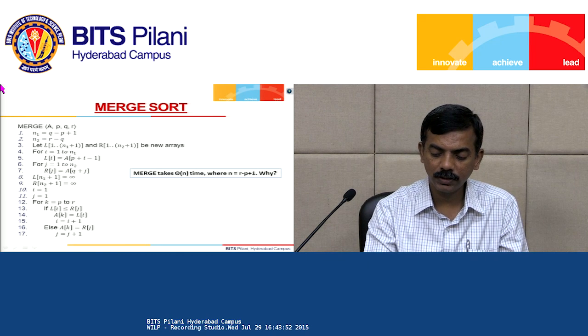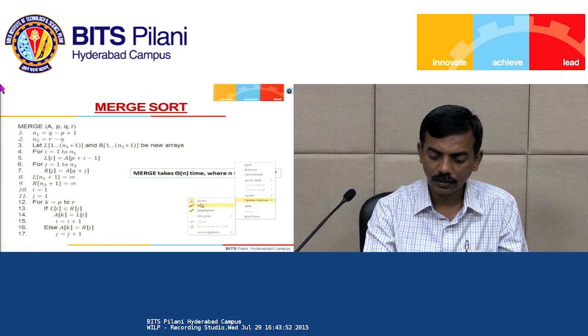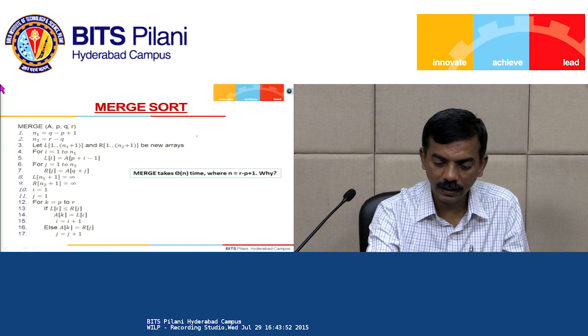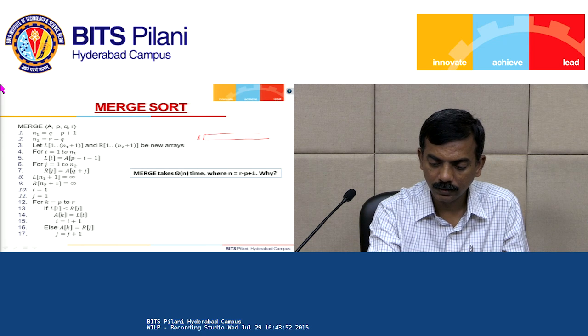In the merge operation we were having this array A, in which the starting index was P, the ending index was R, and somewhere in the middle you had an index Q. We said let's say we have this much portion sorted, and this much portion sorted, and we wanted them together to be sorted again.